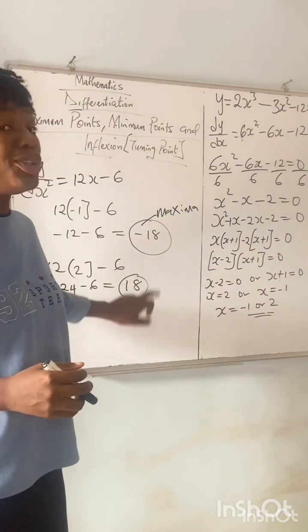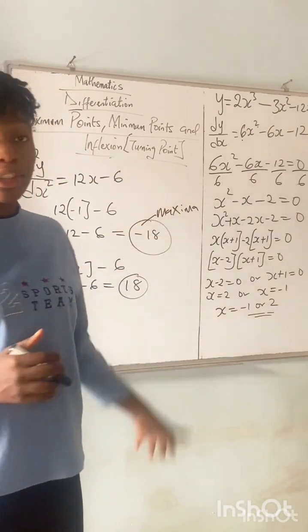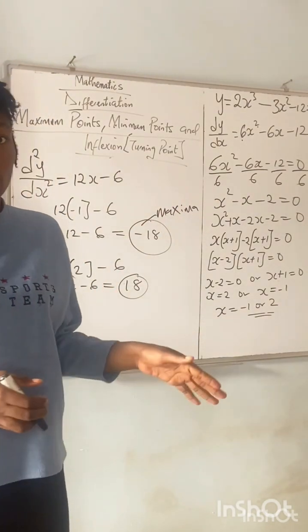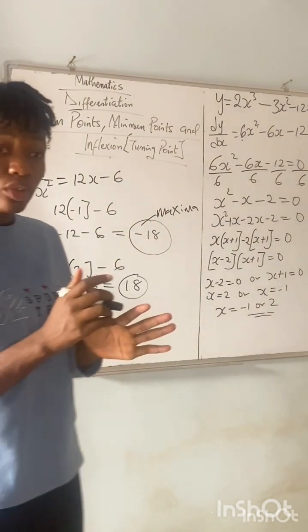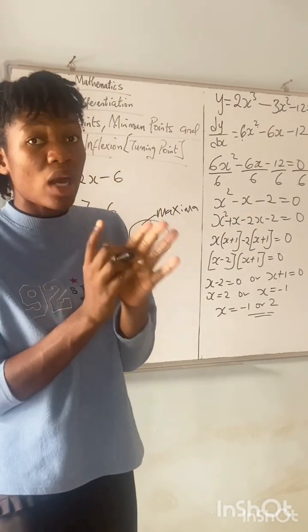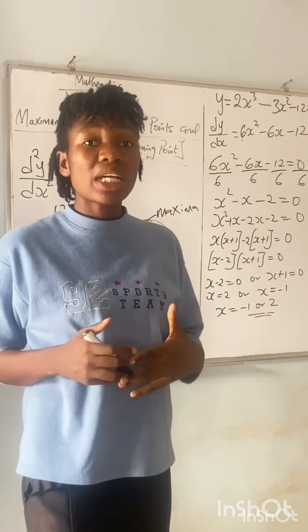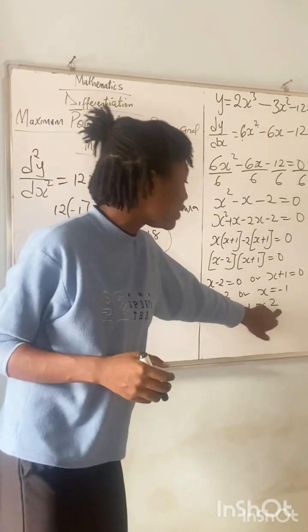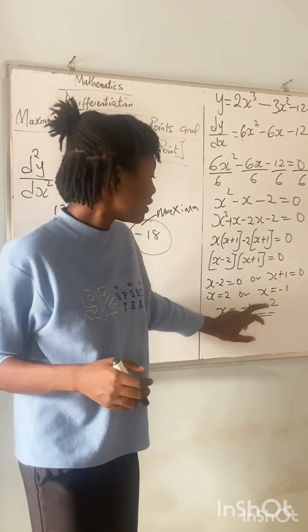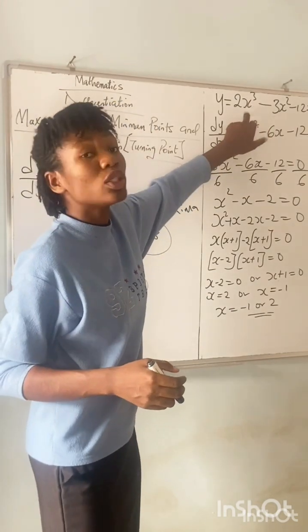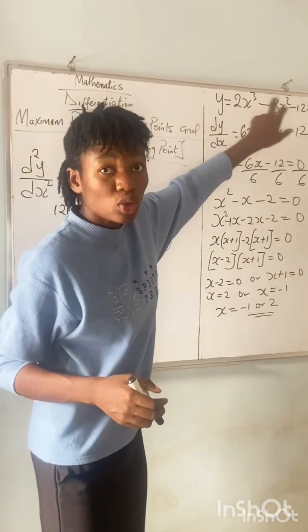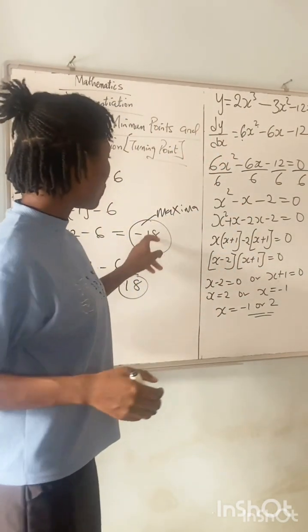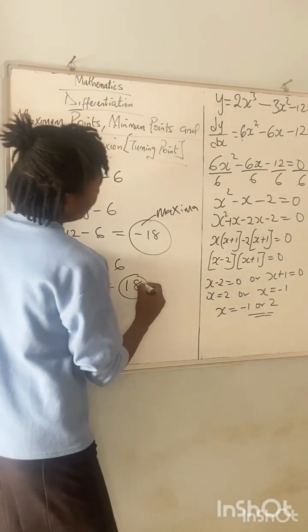Mind you, this is not the value of y. We're just doing a test to know our maximum and minimum point. It's not the value of y, so don't get confused. We have not yet gotten the value of our y. If we want to get the value of y, what we need to do is substitute the values of our x in the main equation, in the main function, to get the value of our y. What we just did here was a check to get our maximum and minimum point.